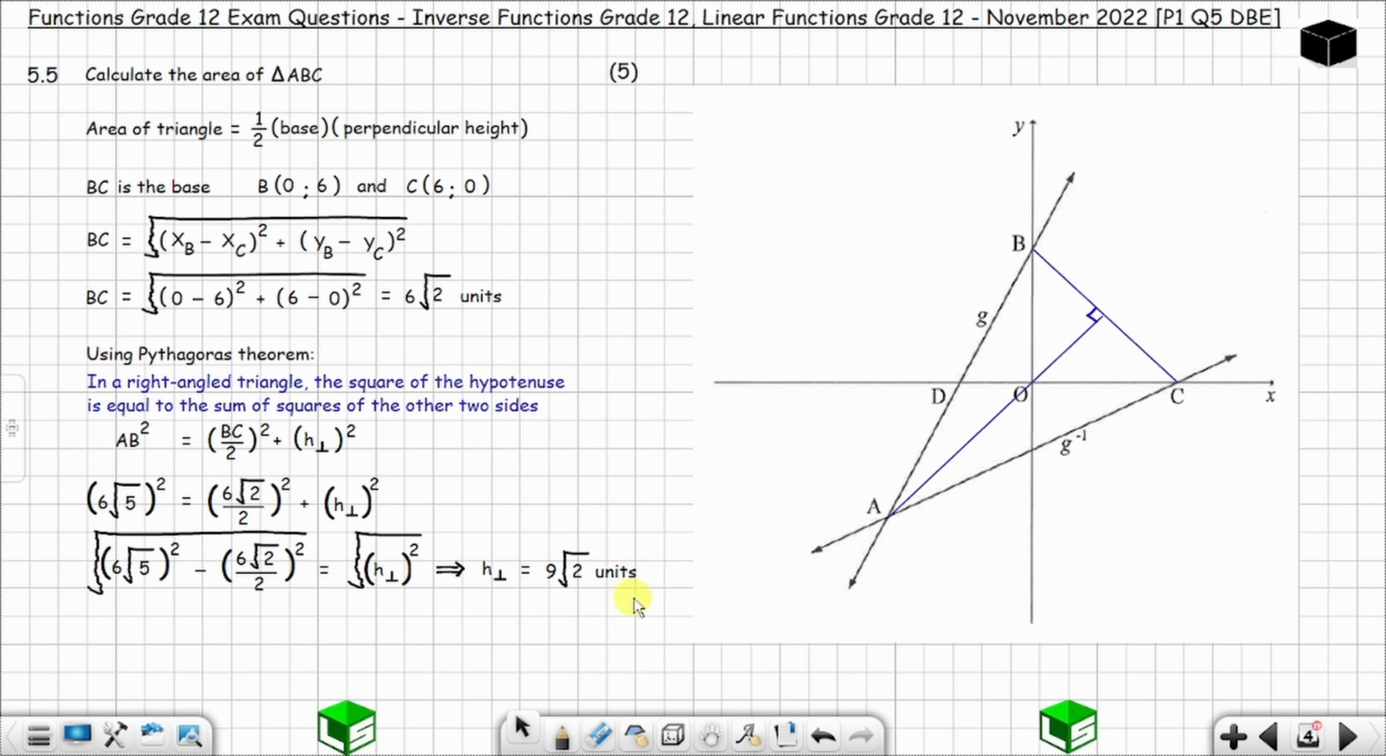Now you have everything that you need to calculate the area of the triangle. The area of triangle ABC is equal to half times the base. The base is BC, 6 square root of 2, times the perpendicular height, which you calculated: 9 square root of 2. Plug this in your calculator.